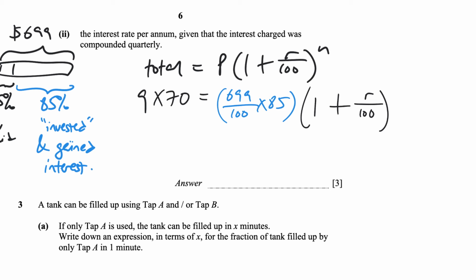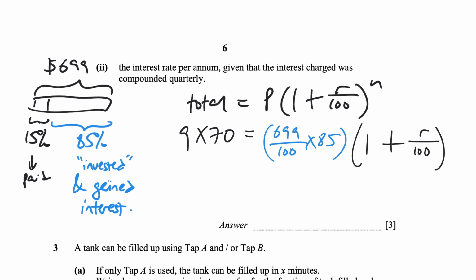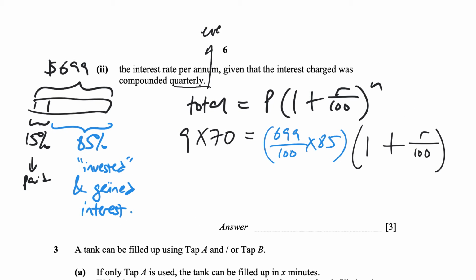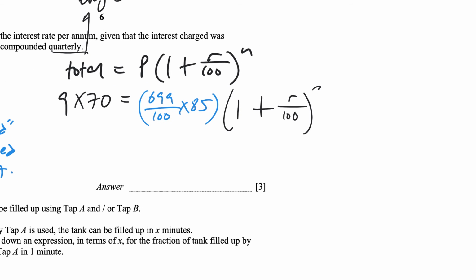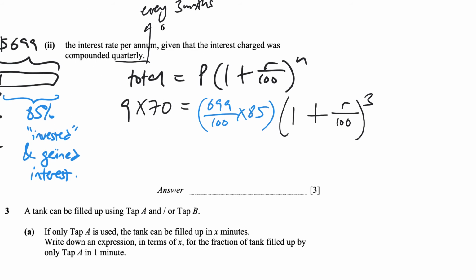But we do know n, the number of times you compound. You compound quarterly, and it was 9 months of payment. Quarterly means every 3 months, every quarter. So if you went for 9 months, that means you compounded 3 times. From here we can simplify: 9 times 70 is actually 630, and then you can divide this by 6. Just key that into a calculator.